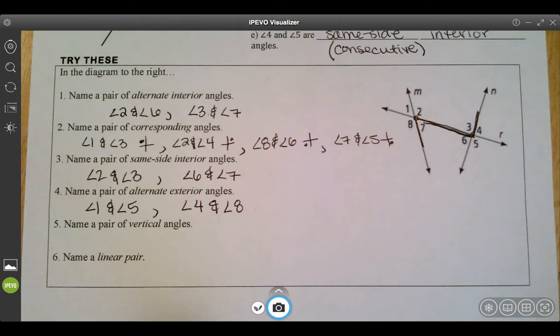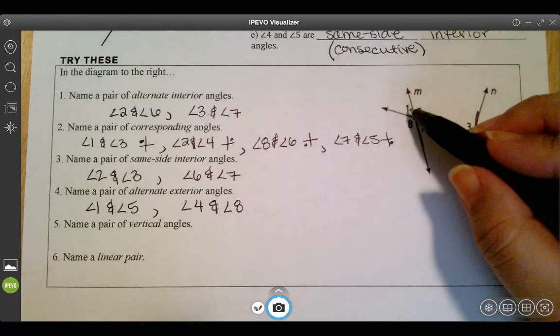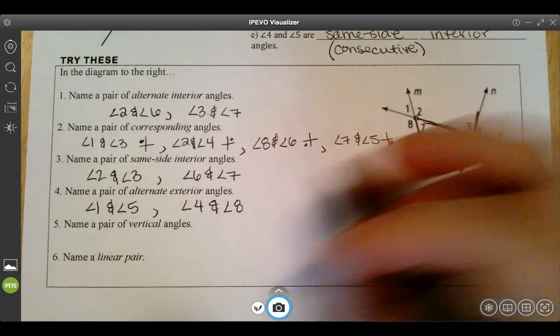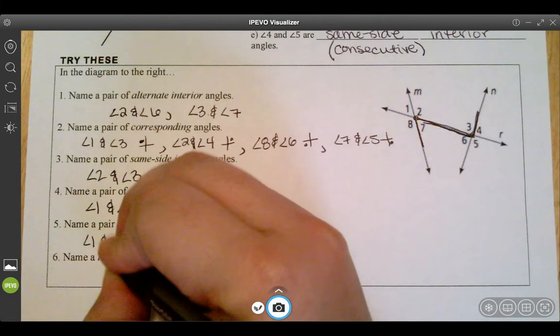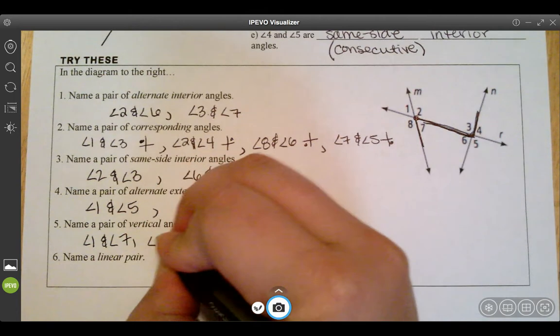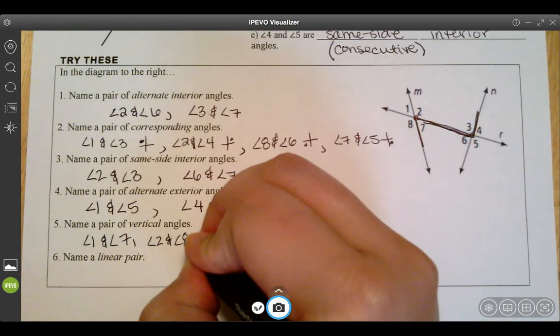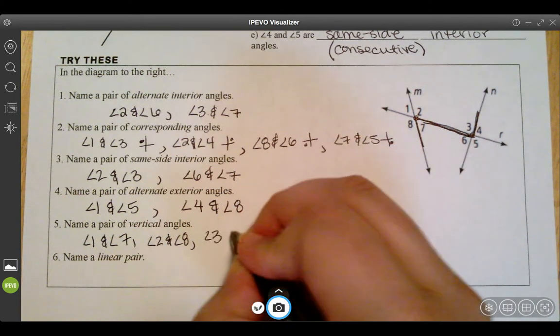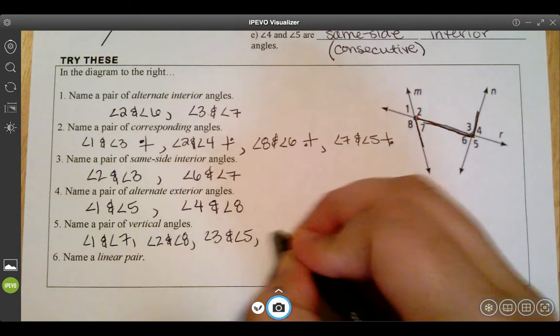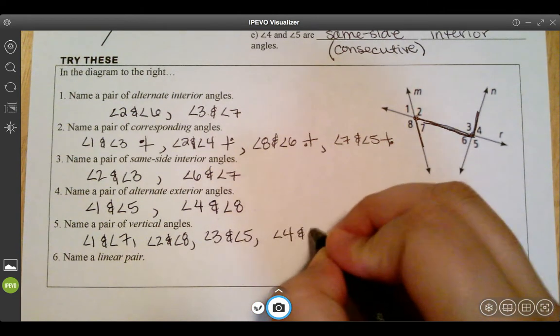A pair of vertical angles. We have 4 pairs of vertical angles here. Vertical angles, same definition that we used before. So that's angle 1 and angle 7, angle 2 and angle 8, angle 3 and angle 5, angle 4 and angle 6.